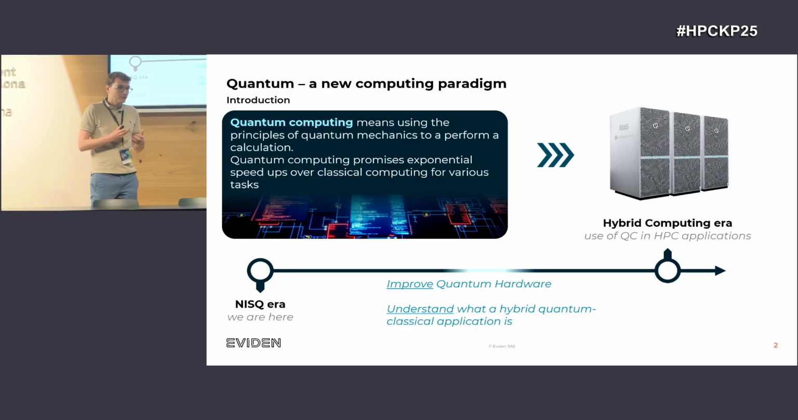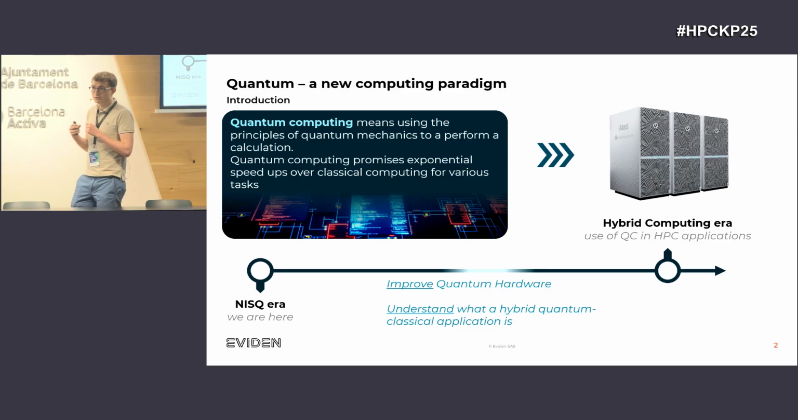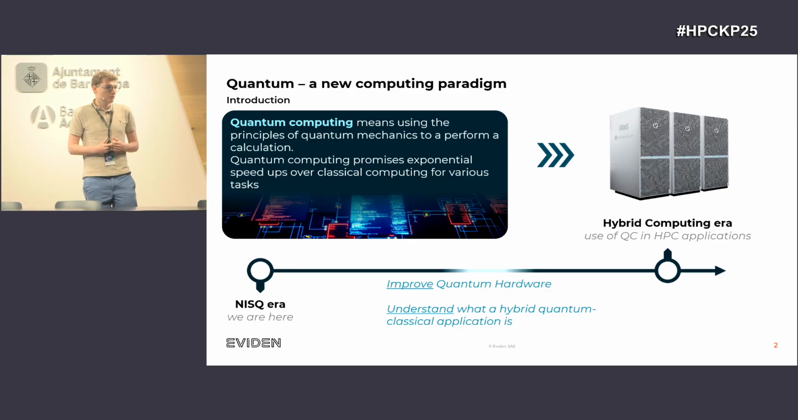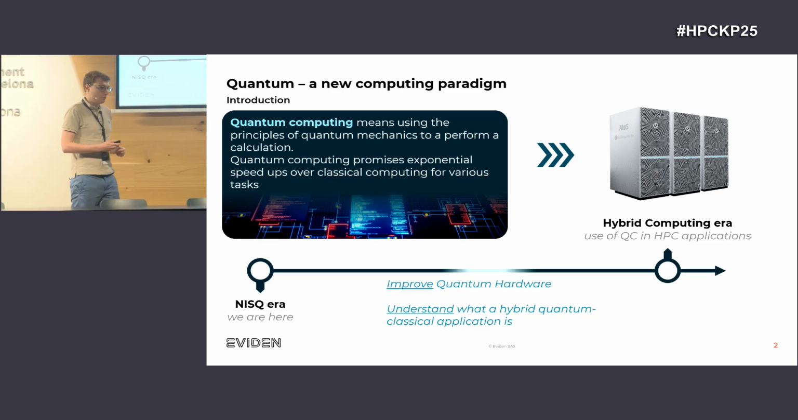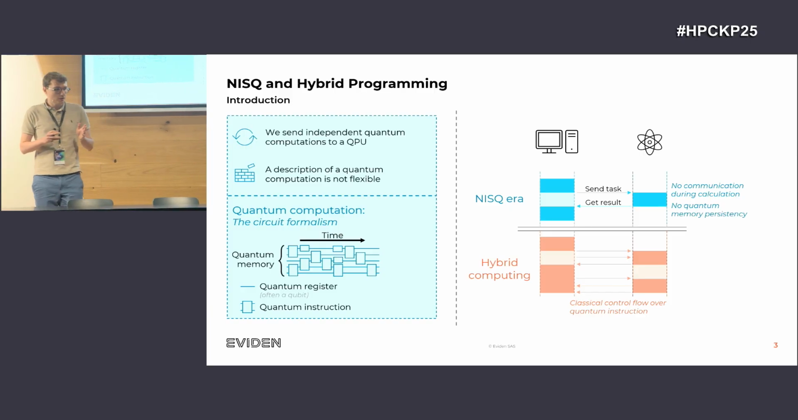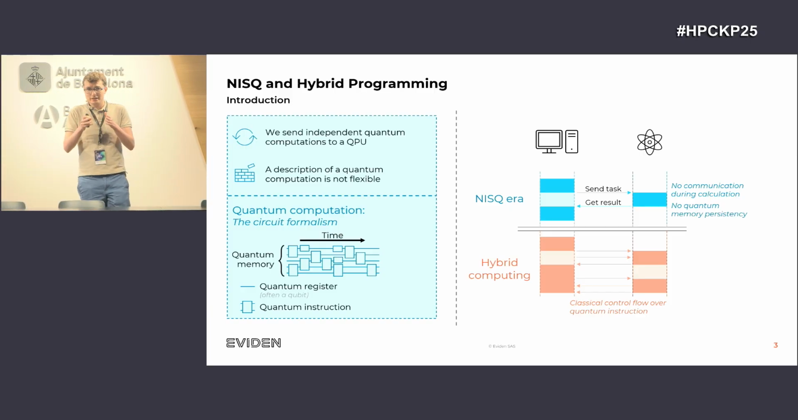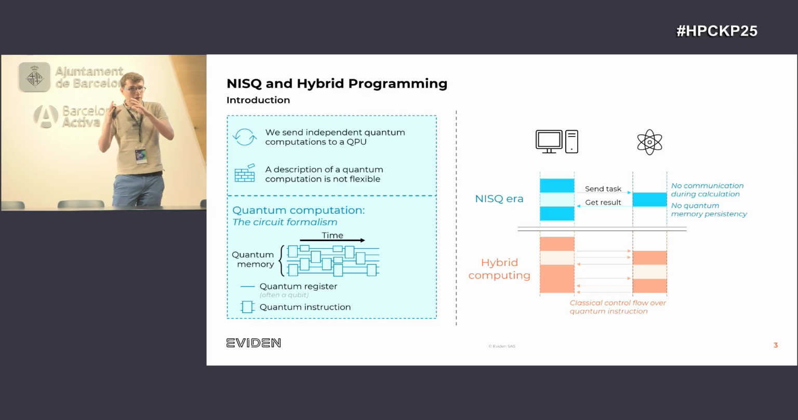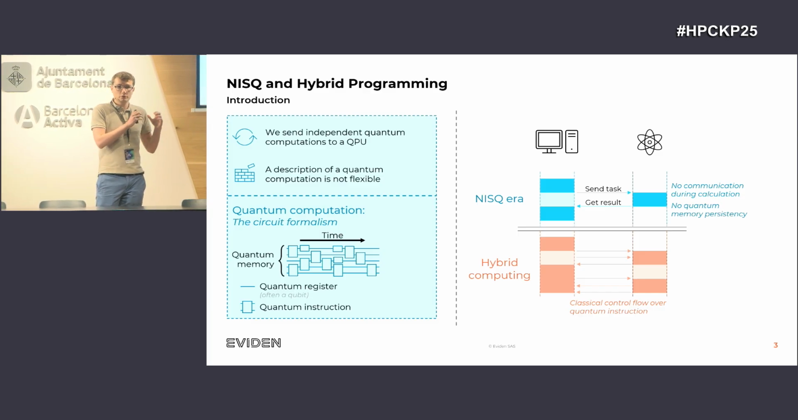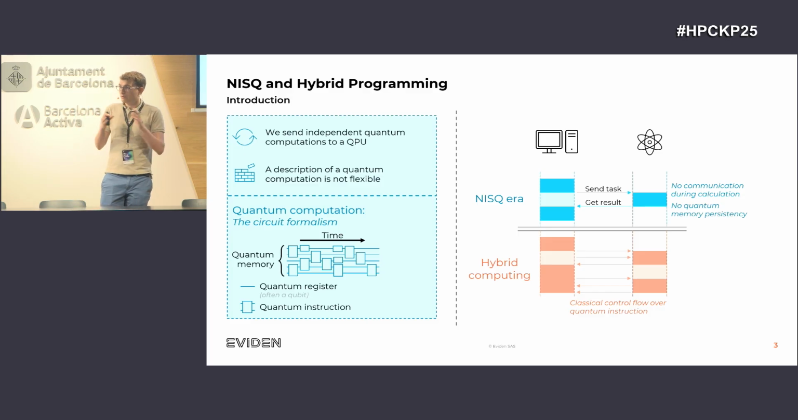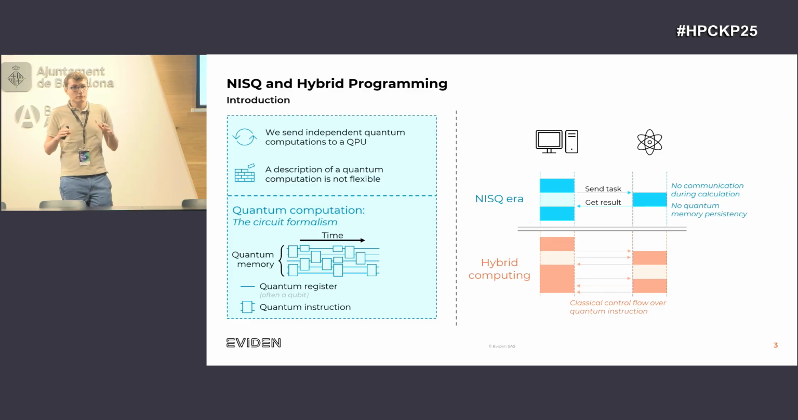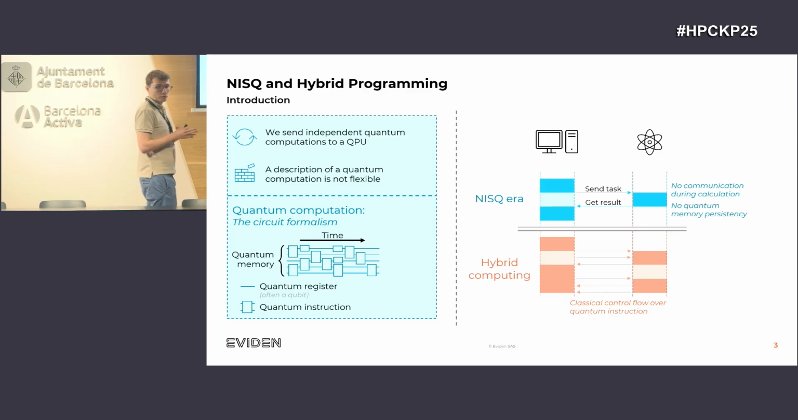Obviously, we need to improve the quantum hardware, but we also need to understand what a hybrid quantum classical application is and how it should evolve, and it will have an impact on how we program on QPUs. Today, in the NISQ era, we use a classical computer to describe a quantum computation, send it to a quantum processing unit, and get back the results. There is no persistency of the information on the QPU. We send the information, and when the result is sent back, all the information is removed from the QPU. There is no persistency of the quantum memory.